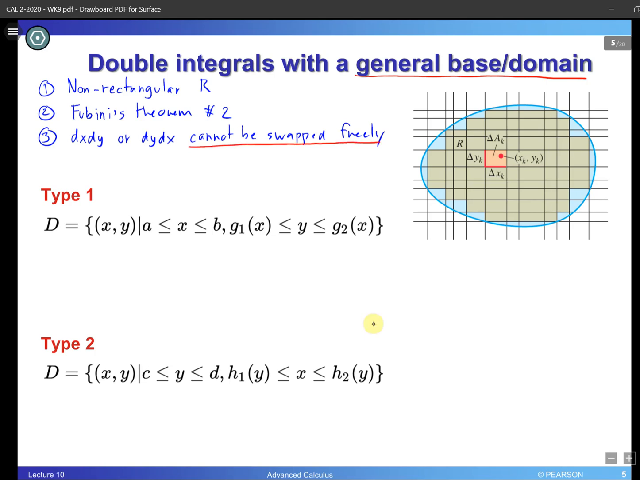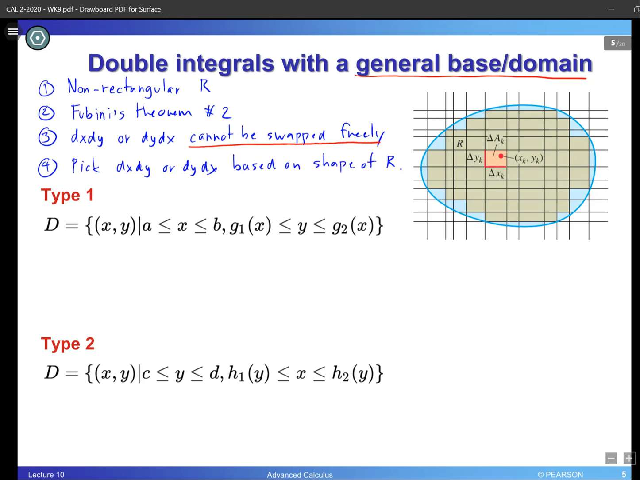Since they cannot be swapped freely, we need to pick them, and we need to pick them based on the shape of the integration domain R. Alright, this is how we pick them. Pick either dx dy or dy dx based on the shape of R.